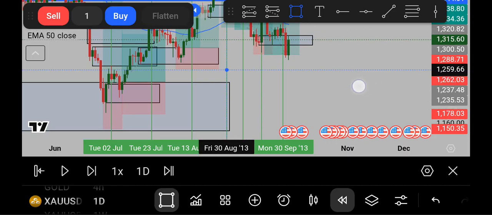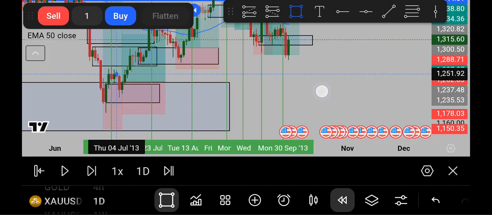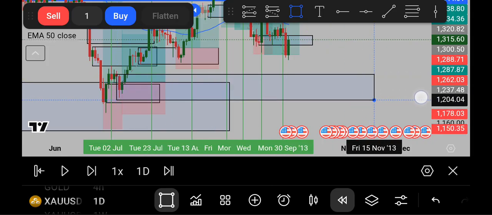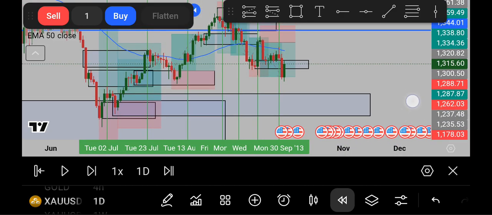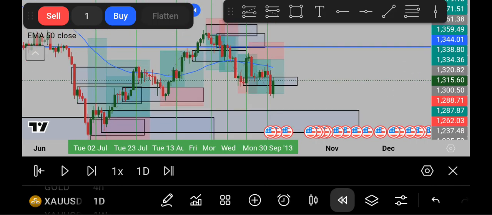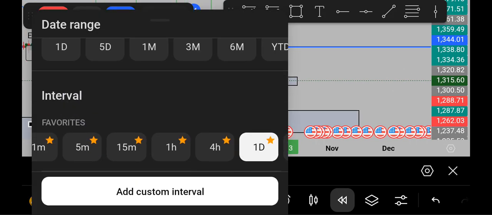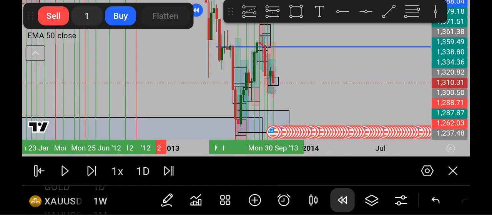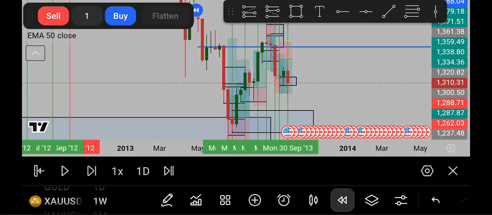We see that this zone is where the market made the move at that time. If you check very well, you and I know this zone. Let me go back to my weekly time frame so that you will see this zone, because this zone has never been tested for a while now.